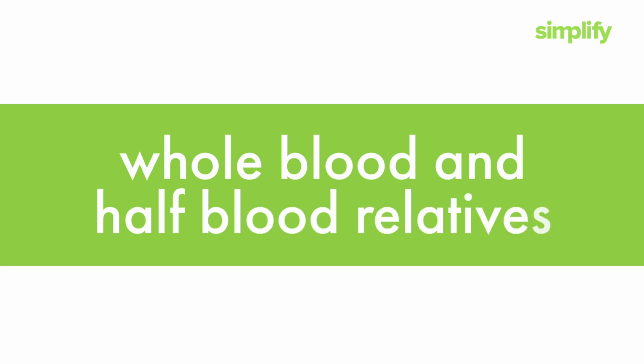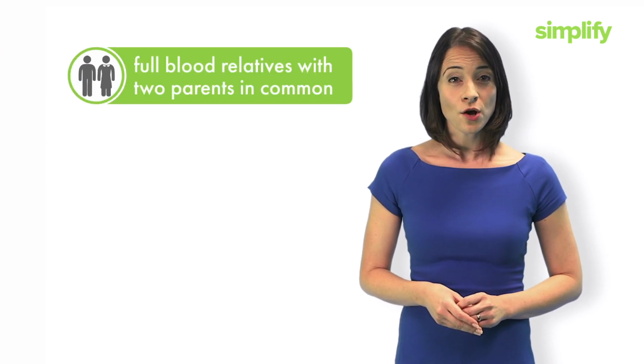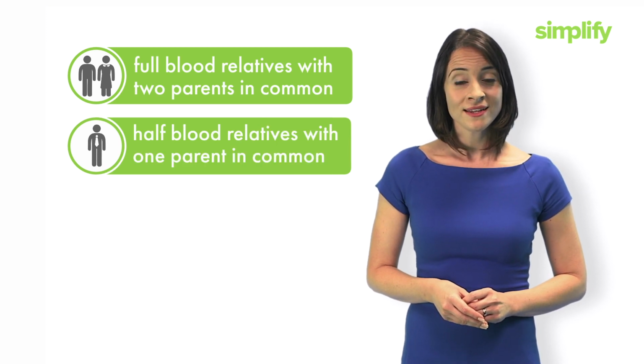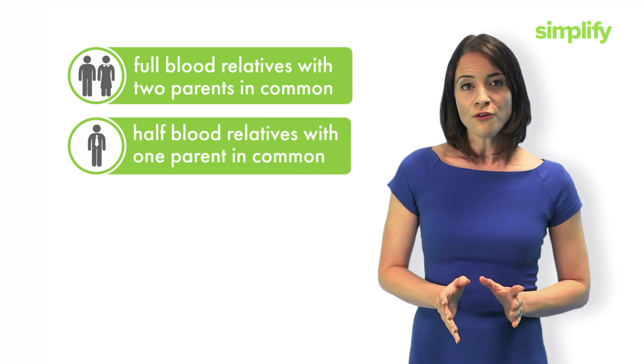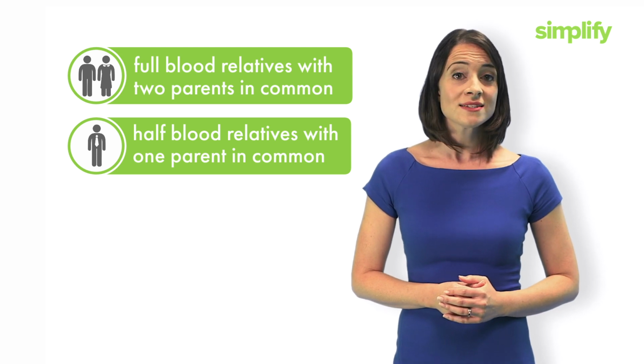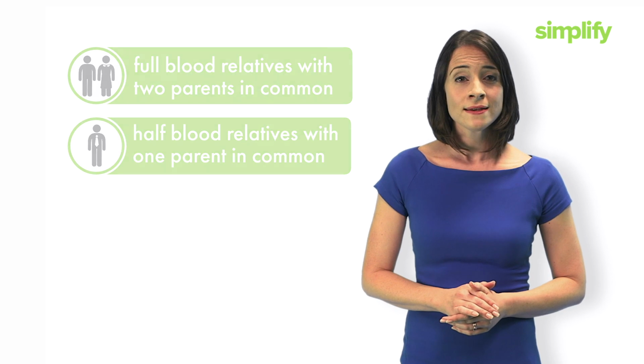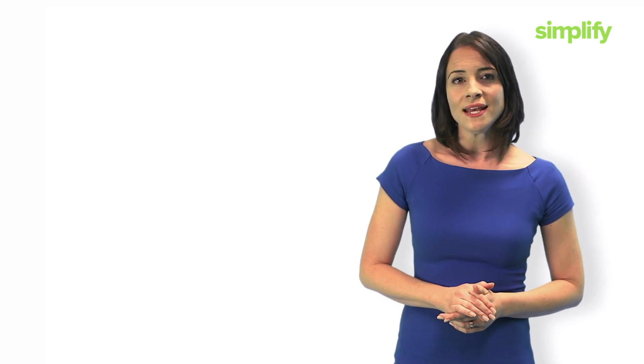Whole blood and half-blood relatives. The rules of intestacy distinguish between full-blood relatives, with 2 parents in common, and half-blood relatives, with just 1 parent in common. This means half-blood siblings are in a different class to siblings who have the same 2 parents as the deceased. These differences mean you need to check exactly how people are related to the deceased and each other.